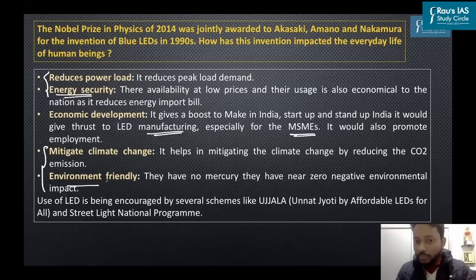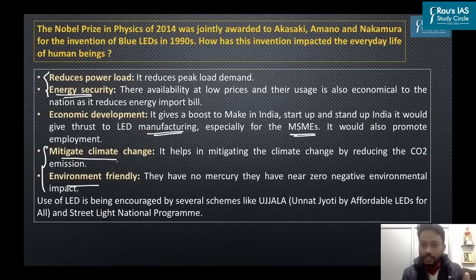As we have seen in the previous points, when the electricity demand decreases, then obviously you understand that in India, largely electricity is produced through thermal power plants. If you reduce the electricity demand, the greenhouse gas emission obviously will decrease. So it will help in mitigating climate change as well. This is one thing. There is another aspect of science and technology.